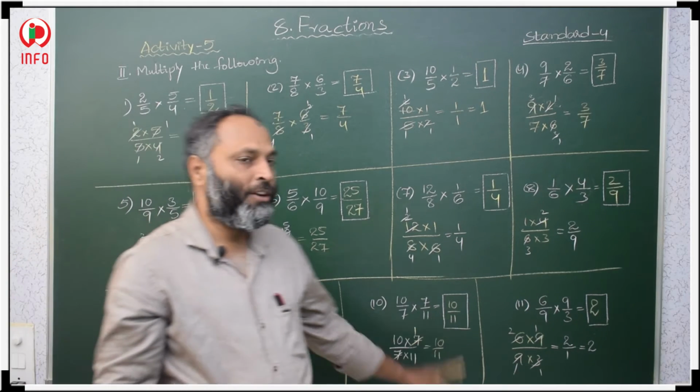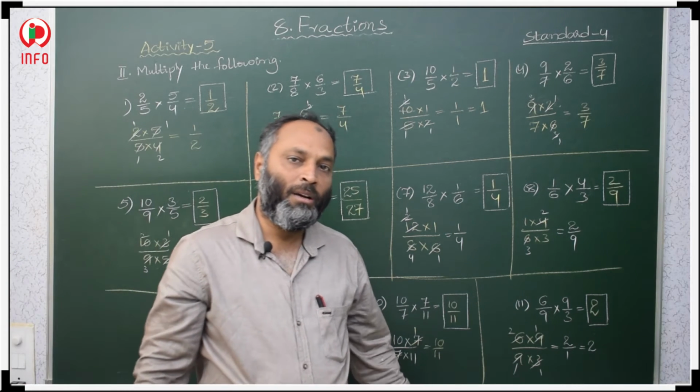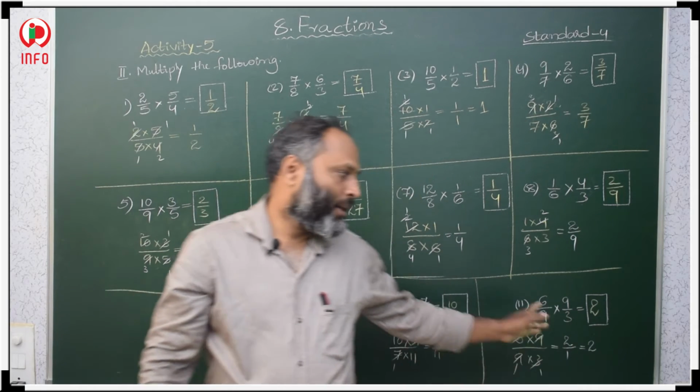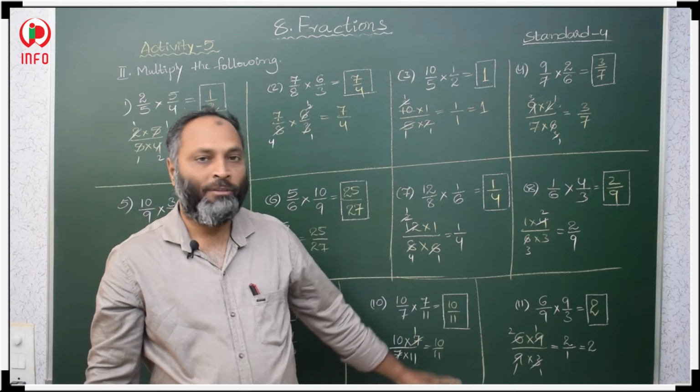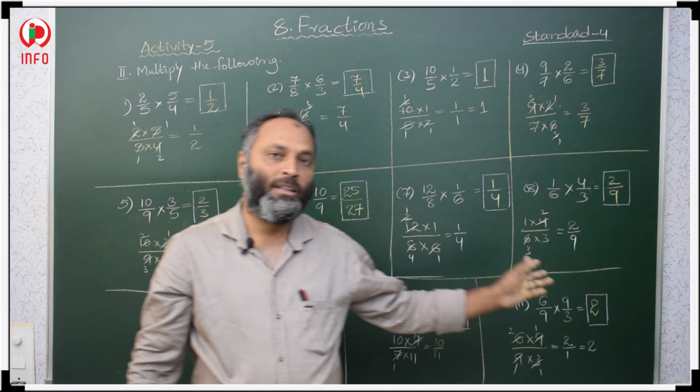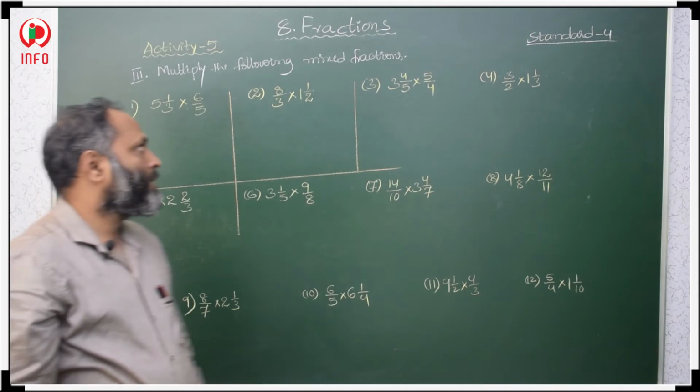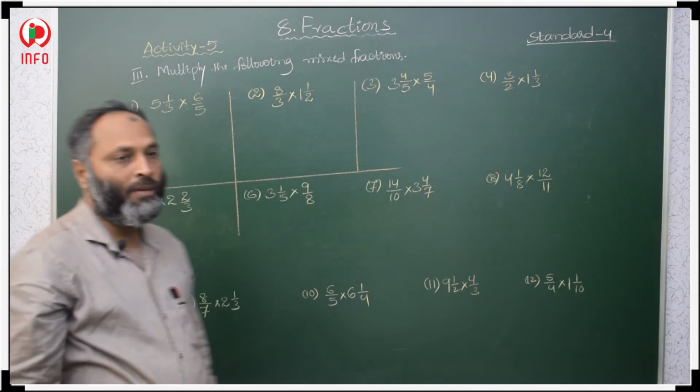So, in this way first we have to multiply, and with the common factor we have to cancel and simplify. Multiply numerator with numerator and denominator with denominator, and write the fraction. If a proper fraction is there, no need to simplify, that is our answer. Okay. Now, multiply the following mixed fractions. Mixed fractions we have to multiply.